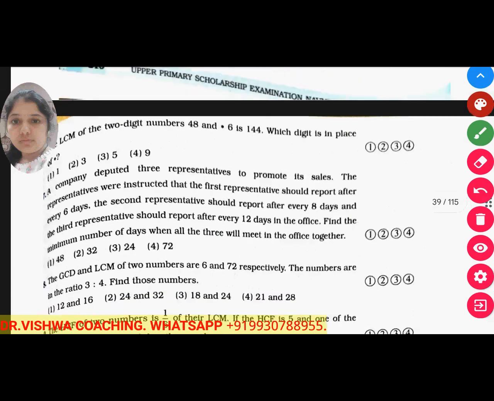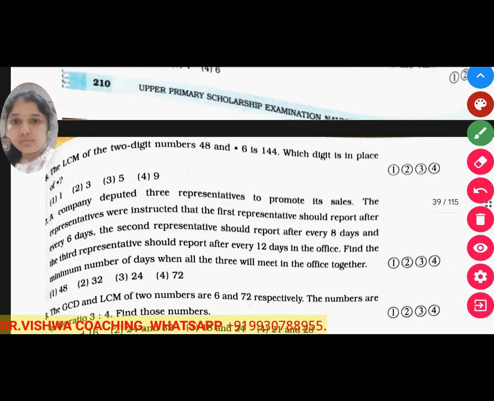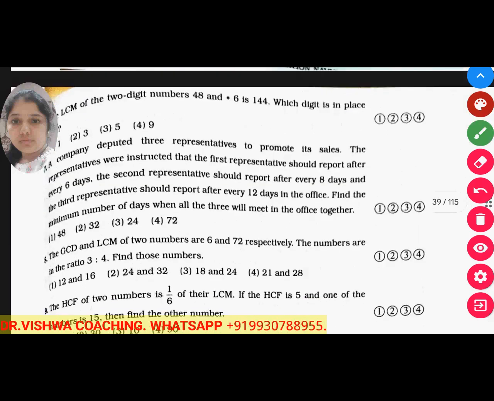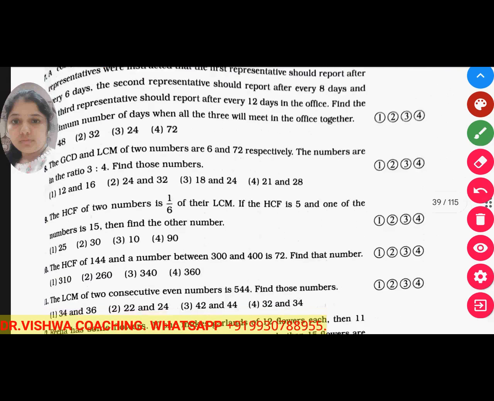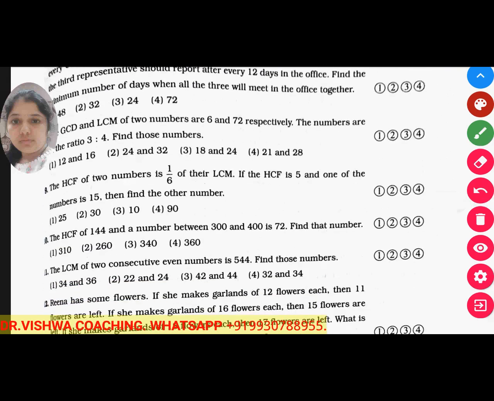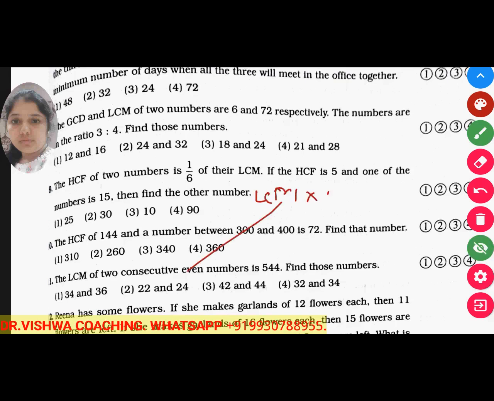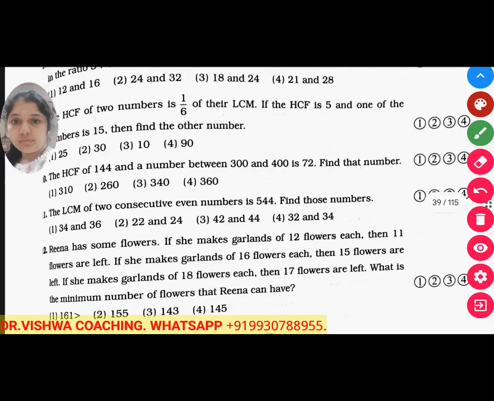48 is one number. LCM is given to you, and we have to find the other number. Okay. So in this way I think you will find out the numbers. HCF of two numbers is 1 by 6 of their LCM. If HCF is 5, and one of the numbers is 15, we have to find the other number. We just have to use the formula: LCM into HCF equals one number into another number. Use the formula and solve it.